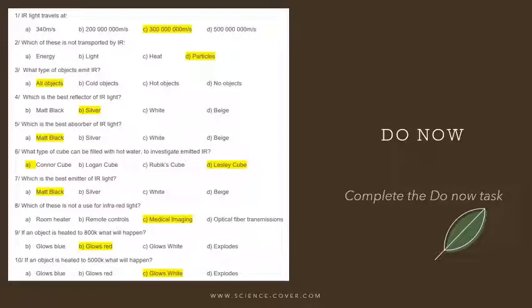Matte black. What type of cube can be filled with water to investigate the emitted infrared? That's a Leslie cube. Which type is the best emitter for infrared light? That would be matte black. Which of these is not a use for infrared light? Medical imaging. If an object is heated to 800 Kelvin, what will happen? It glows red. If an object is heated to 5000 Kelvin, what will happen? It should glow white.